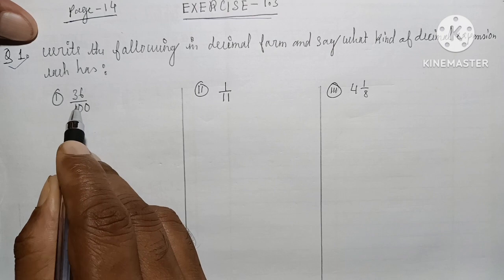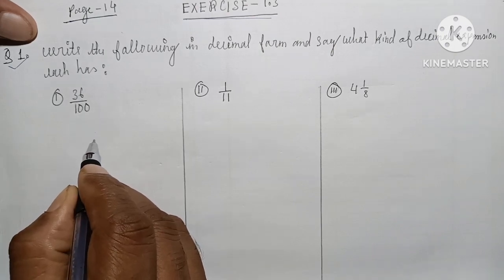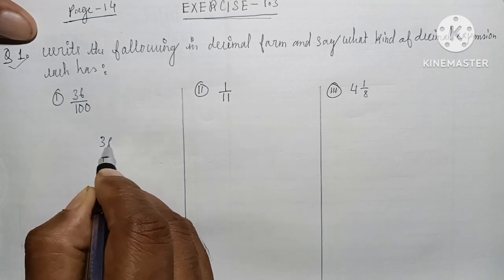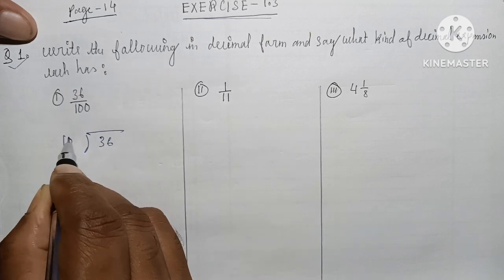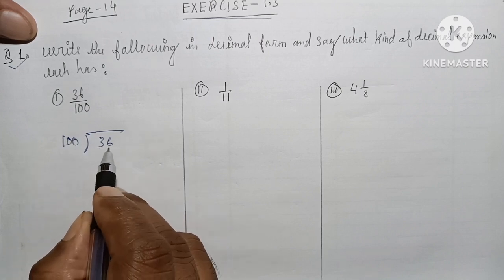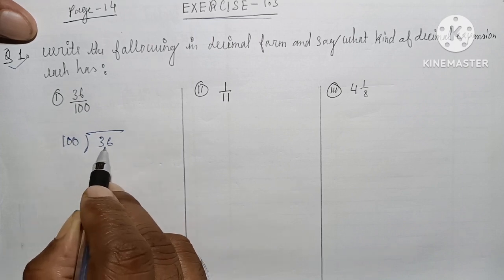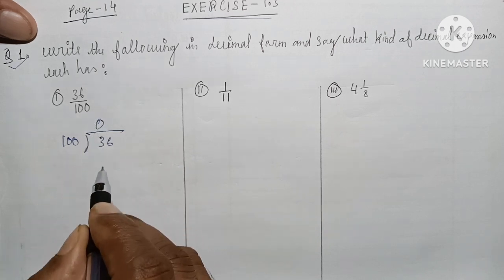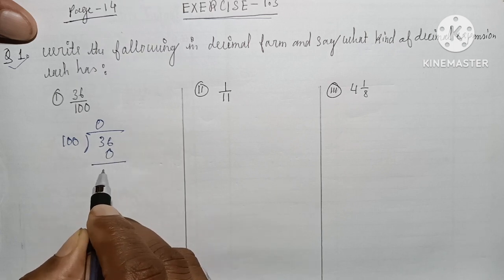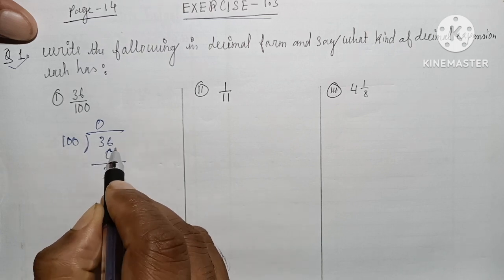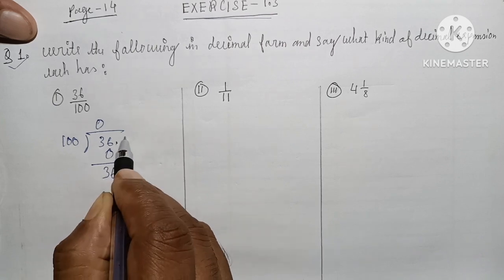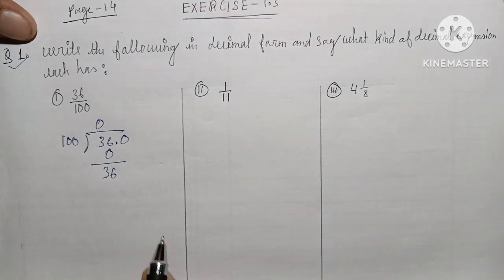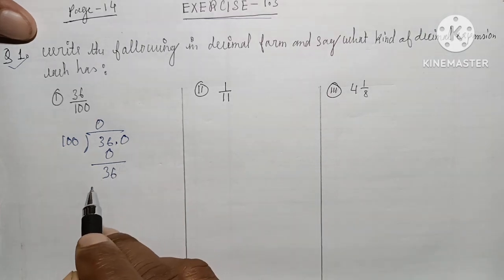First question you see, 36 by 100. Let's divide it and see what kind of decimal expansion it has. 36 divided by 100. 36 is the dividend and this is the divisor. Dividend is smaller than the divisor. Then first we have to give 0 in the quotient. Then it is 36. Now we put the decimal point. Then we can give more zeros, unlimited zeros, as many as you want.